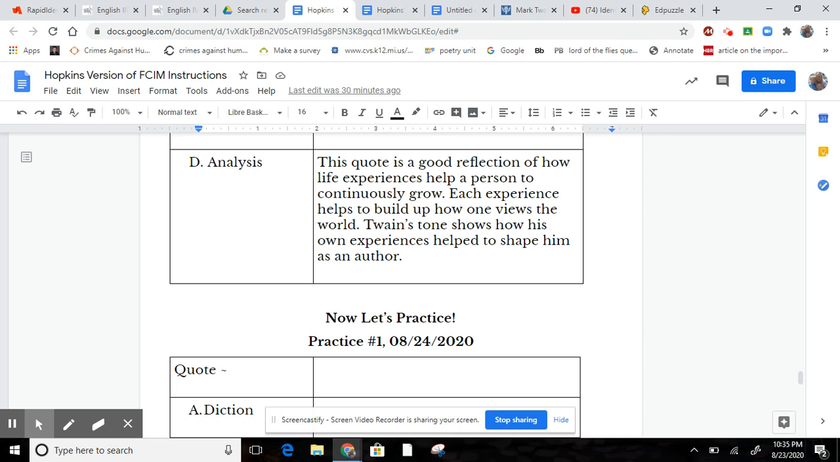And then an analysis puts all of this together. I said this quote's a good reflection of how life experiences help a person to continuously grow. Each experience helps to build up how one views the world. I put that Twain's tone shows how his own experiences helped to shape him as an author. So his own adventures, his own trips down these rivers that have taken to different places, that's what has helped him to grow.